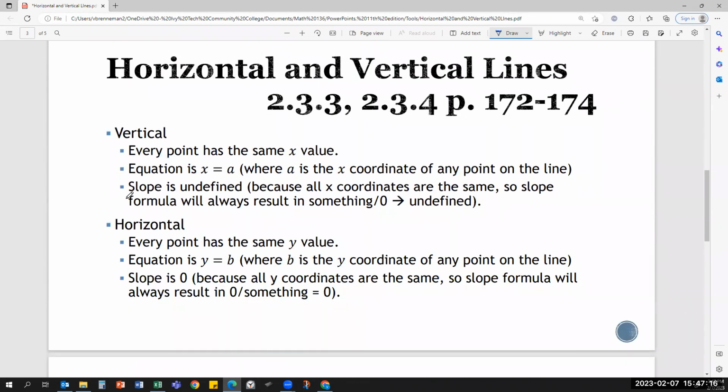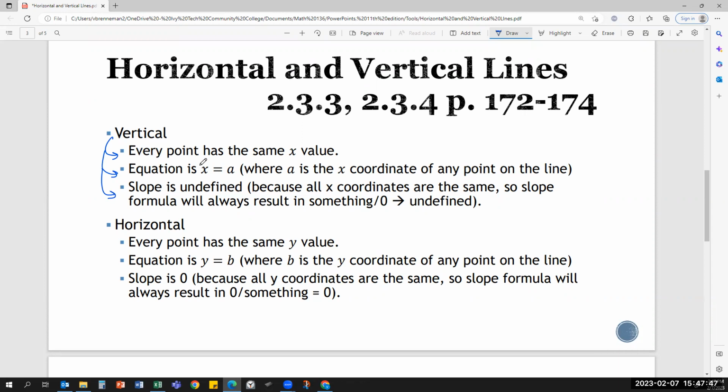We have a vertical line and we have these three things, and you can be told any one of these and you should know the other ones. So if you know something is a vertical line, that should tell you that every point has the same x value. It should also tell you that the equation is going to be x equal to some number. And it should also tell you that the slope is undefined, because slope is change in y divided by change in x, but the change in x is 0. So divided by 0, undefined.